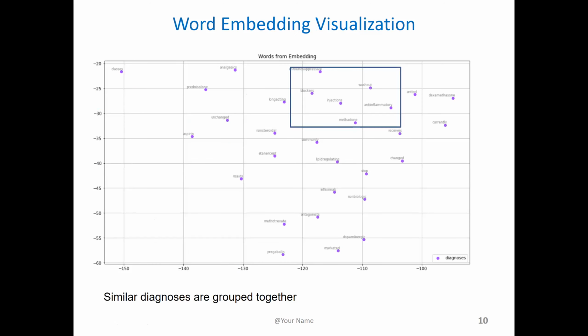And this is a visualization of the word embedding. So terms that were similar to diagnosis. Here, anti-inflammatory, methadone, immunosuppressive. These are drugs which have an anti-inflammatory function, so they're clustered together. So by looking at this word embedding, you can find out whether the word embedding is good or bad.